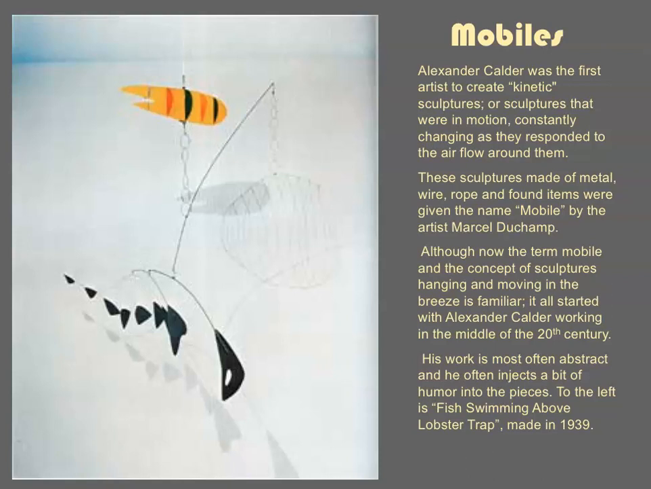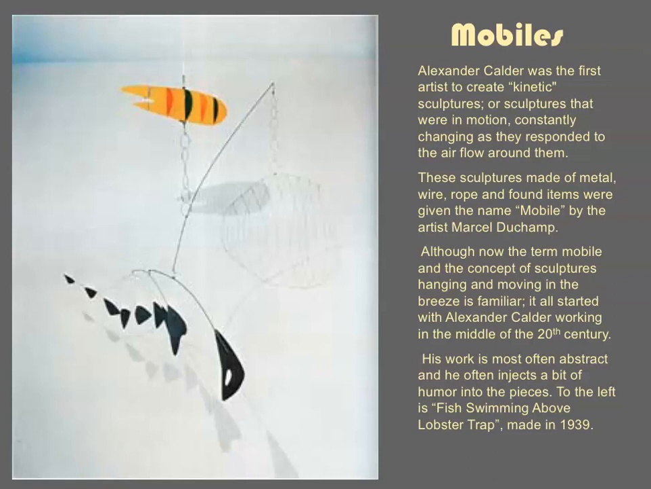He called these kinetic sculptures, or sculptures that were in motion, constantly changing as they responded to the airflow around them. These sculptures were made primarily of metal, but he also used wire, rope, and found objects. They were given the name mobile by the artist Marcel Duchamp. Now the term mobile and the concept of this kind of sculpture is very familiar, but it all started with this guy working in the middle of the 20th century.